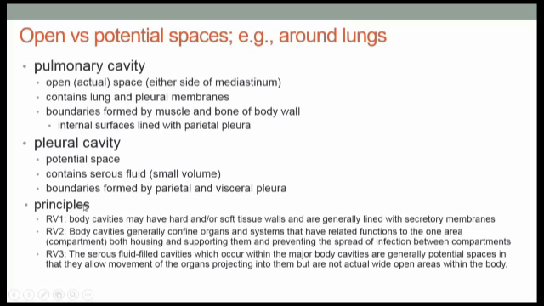Very briefly, these principles will apply to all of the cavities, but we've seen an example that the body cavity can contain hard or soft tissue walls, and they're generally lined with secretory membranes, in this case the parietal pleura. These body cavities contain organs, in this case the lung, and these organs have related functions, and the fact that they're in separate cavities can potentially limit the spread of infection between compartments. And the key idea is that the serous fluid-filled cavities, that is the potential spaces, the pleural cavity, are going to allow the movement of the organs that project into them.